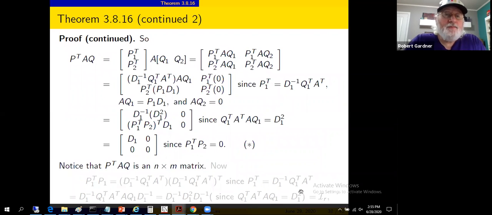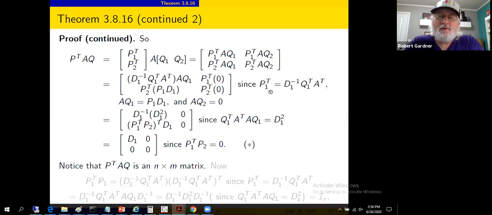Let's see what happens. All right, so P transpose AQ. We had P, we wrote it as P1, P2 as a partitioned row matrix. Transpose it, gives us this. A, Q was defined in terms of this partitioning. Do your row times column stuff, similar to what we had on the previous slide, and it produces this. And start using information you know. All right, P1 transpose. I know what that is. That's D1 inverse, Q1 transpose, A transpose.